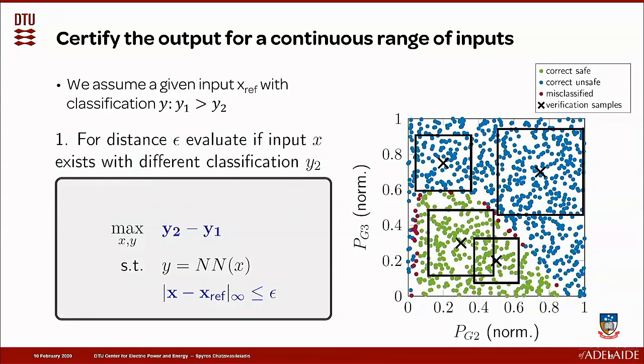Of course, the closer you are to the security boundary, so here you see that we took a smaller epsilon, right? We have to adjust epsilon in order to get the certificate that everything has the same classification.